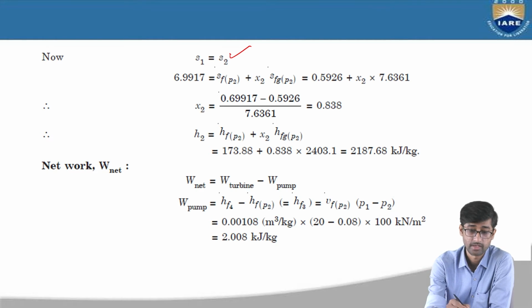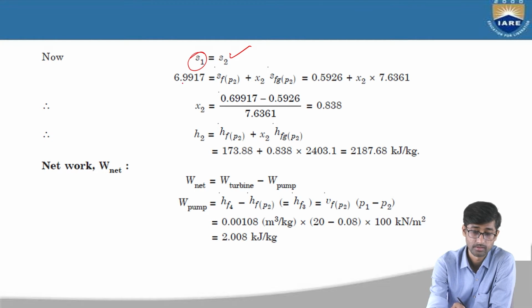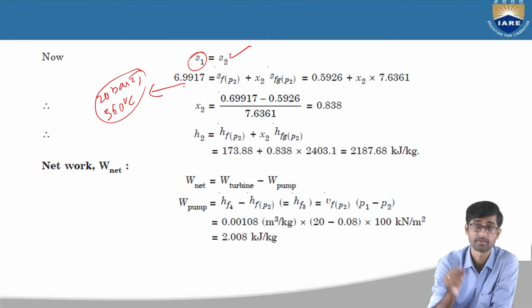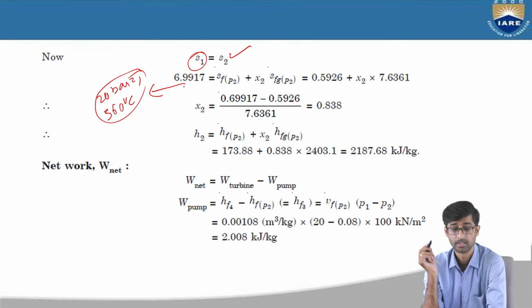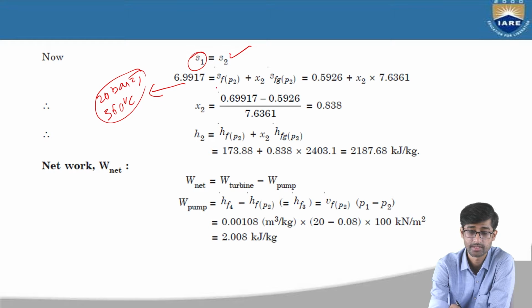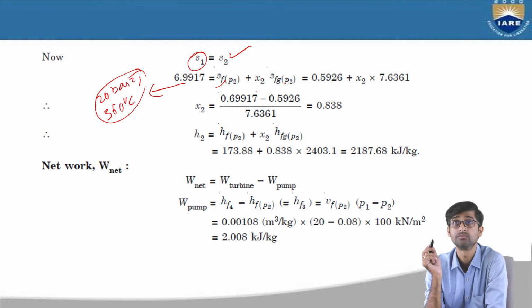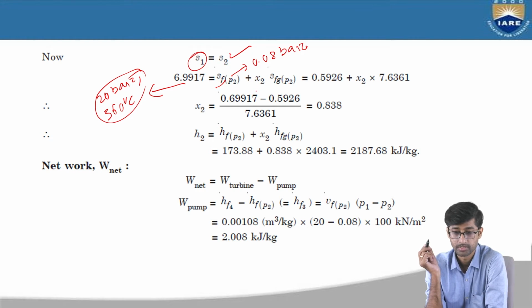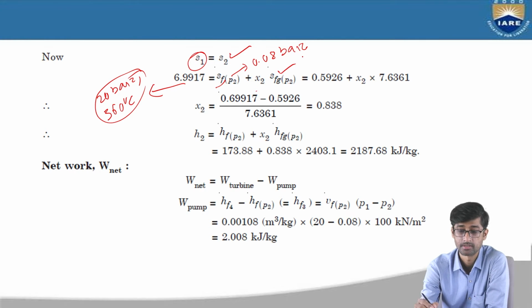Now, what is the value of S1? This is at a pressure of 20 bar and temperature 360 degrees Celsius. Find the value of S from the steam table; that becomes S1. This is the value of S1, right? And that equals S2. S2 is SF plus X into SFG2, and this is at a pressure of 0.08 bar. What is the value of SF and what is the value of SFG? Put them in this equation and calculate X2.